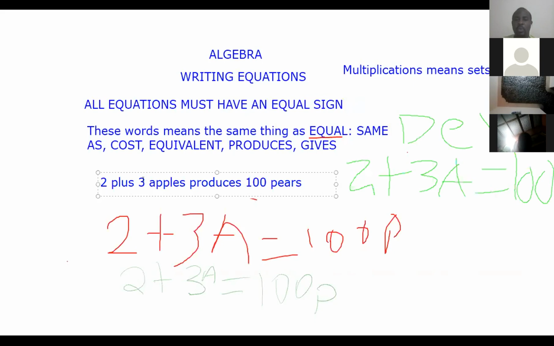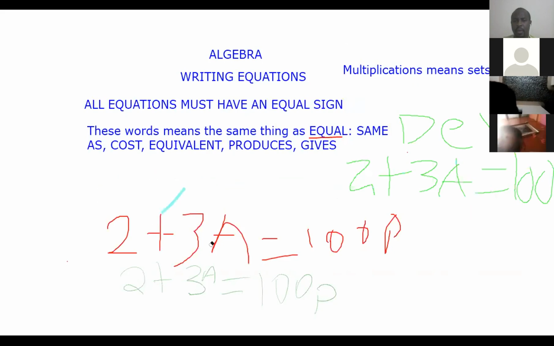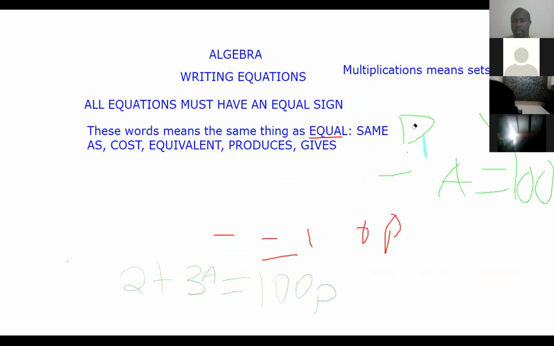As the question says, 2 plus 3 apples produces 100 pears. Those are the equations. All right. So let's go again. One more. Good job.